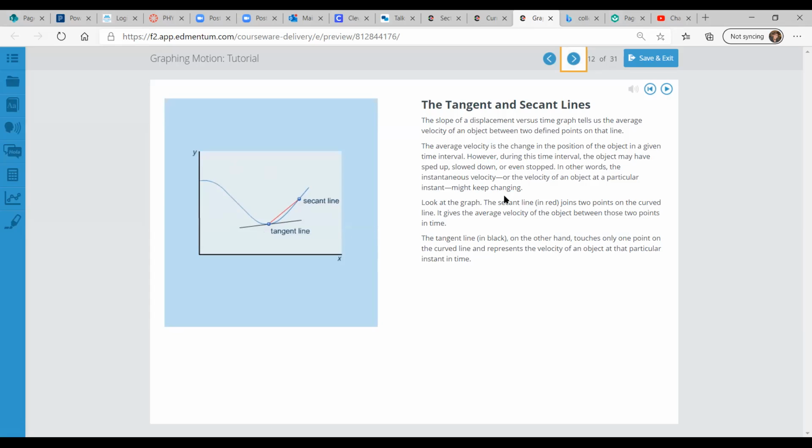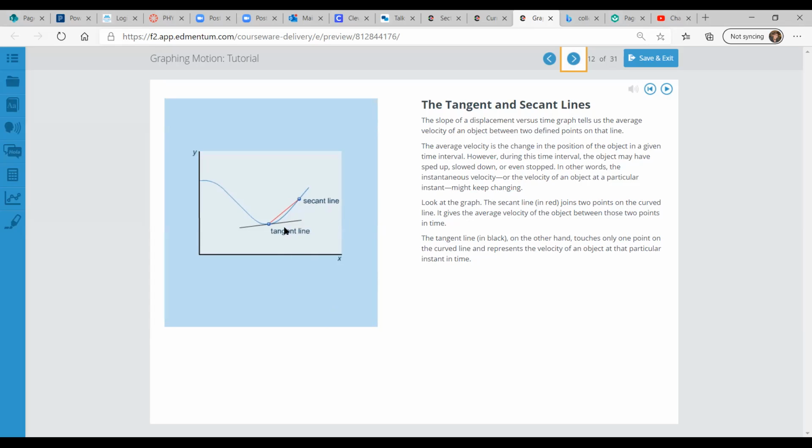But during this time interval, the object may have sped up, slowed down, or stopped. In other words, the instantaneous velocity, or the velocity at a very particular instant of time, might keep changing. So if you look at this graph, the secant line in red joins 2 points on the curved line. That gives the average velocity of the object between those 2 points. So that is the average velocity.